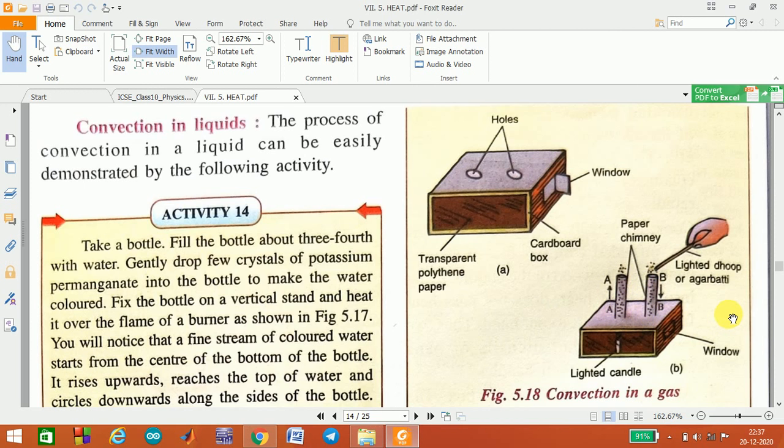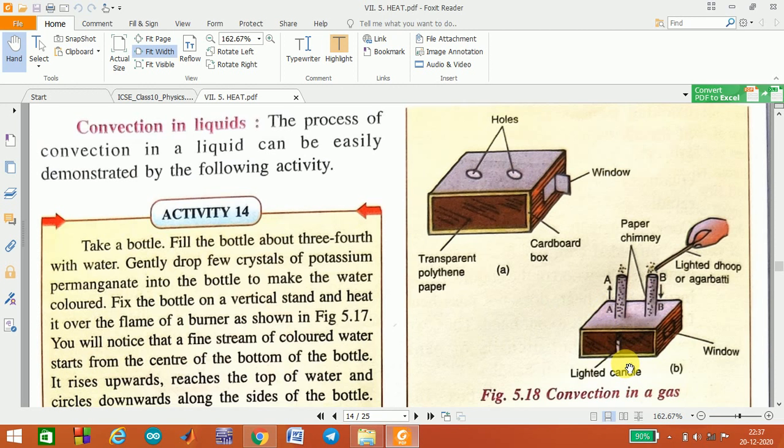Then what will you do? Make them A and B as given here. This one is A and this one is B. Now take a small candle, light the candle and insert it inside the box just below chimney A. As shown in the figure here, the candle is placed just near chimney A through the window. So by putting a hand through the window, you have to put a candle under chimney A.